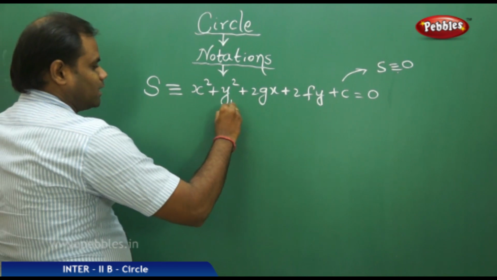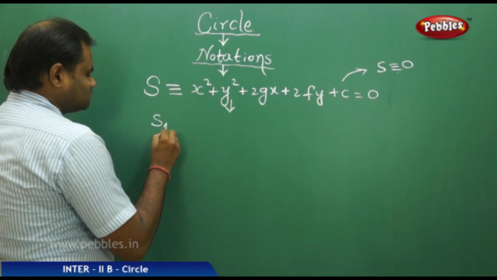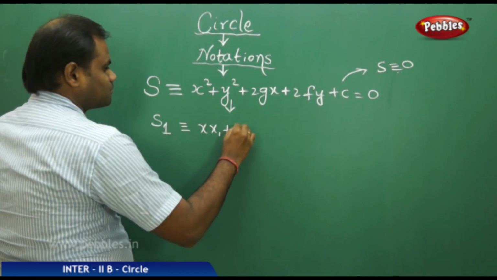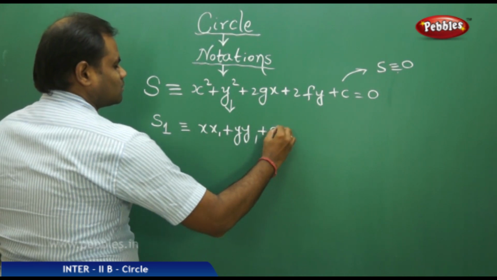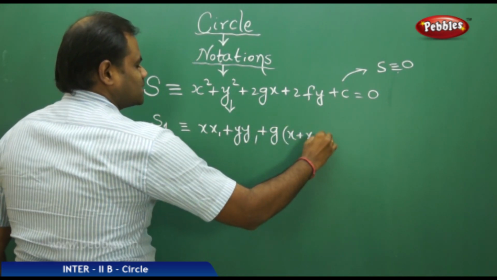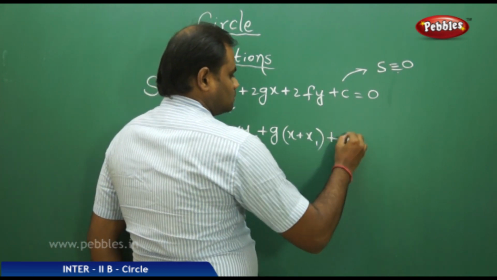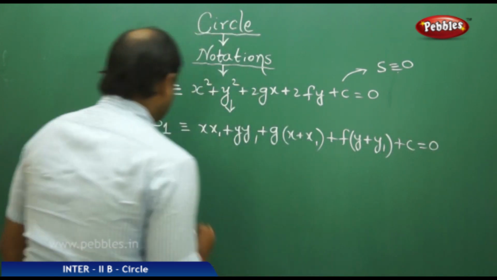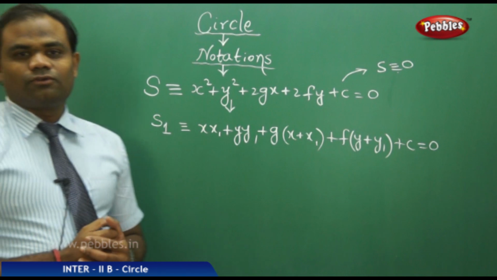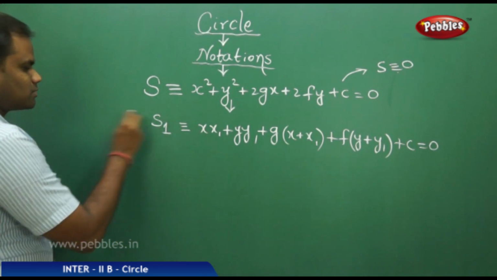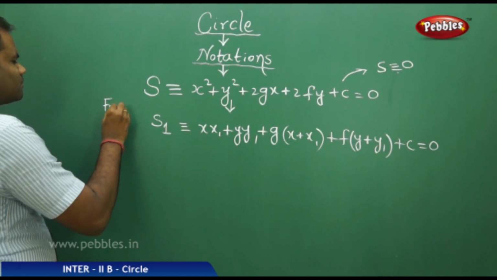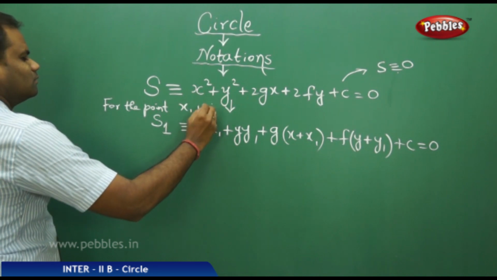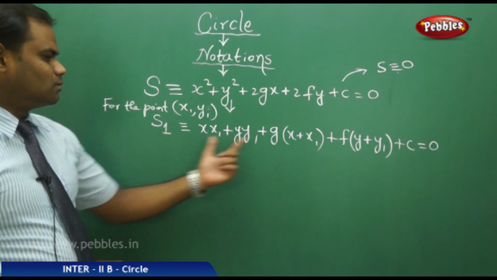Say if I just wanted to have S1, the S1 is generally denoted by x1 squared plus y1 squared plus g times of (x plus x1) plus f times of (y plus y1) plus c equal to 0. So this is how we denote S1. And remember here, x1, y1 is a point. For the point x1 comma y1, we have S1 equals this.